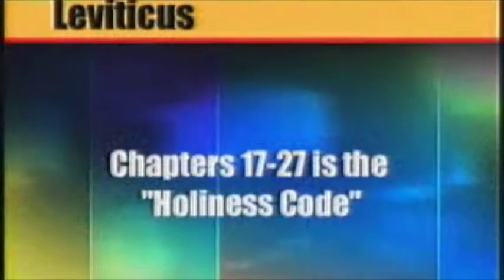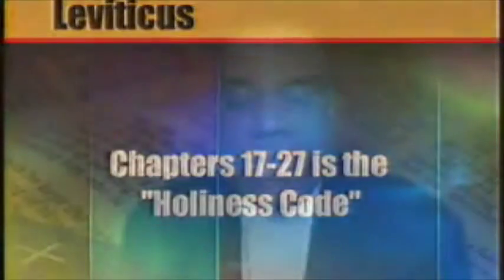Chapters 17 through 27 is the holiness code. The responsibility of the entire community receives greater attention in the second part of Leviticus. The central idea is that the people of God must be holy because God is holy. There are laws given concerning sexual relations, loving one's neighbor, festivals, and the redemption of property.